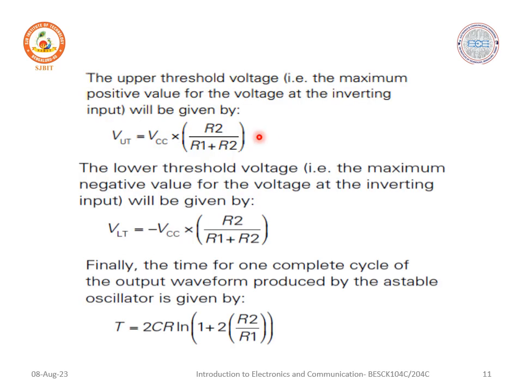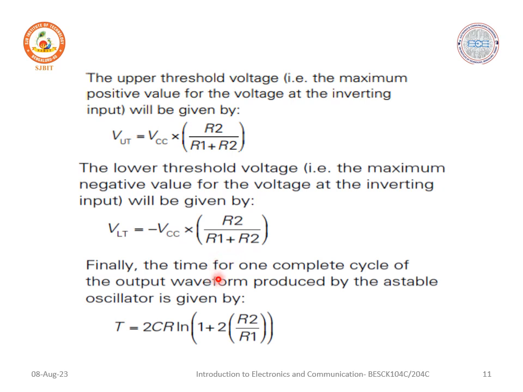The upper threshold voltage, that is the maximum positive value for the voltage at the inverting input, is given by VUT, the upper threshold voltage, equal to VCC times R2 divided by R1 plus R2. The lower threshold voltage, that is the maximum negative value for the voltage at the inverting input, is given by VLT. VLT, the lower threshold voltage, is minus VCC times R2 divided by R1 plus R2.